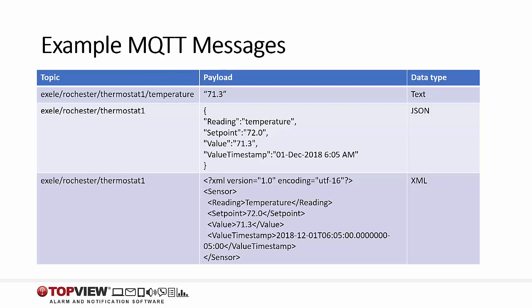The second and third examples send the set point and current temperature in one message and therefore one payload. The first one formats the data as JSON and the second as XML. In addition to the set point and temperature values, the payload also includes the time at which the values were sent. In the JSON and XML examples, the subscriber must parse the values and timestamps from the message payload.